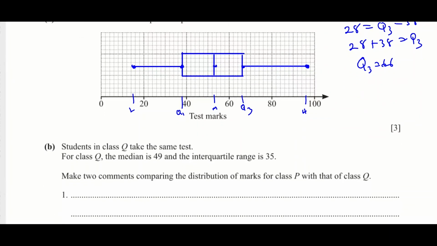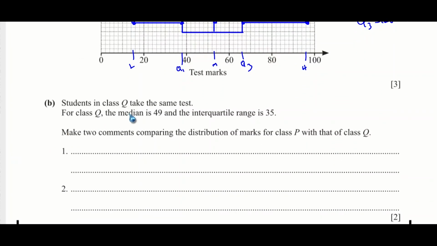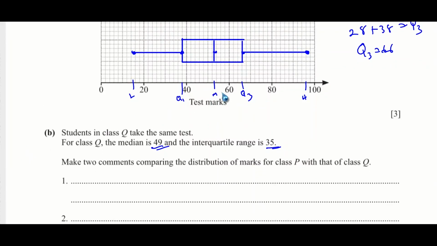Okay, so let's go to part B. Students in class Q take the same test. For class Q, the median is 49 and the interquartile range is 35. Make two comments comparing the distribution of marks for class P with that of class Q. Let's compare their median. The median of class P is 53, and here is 49. So you can see that class P students performed better than class Q on average.